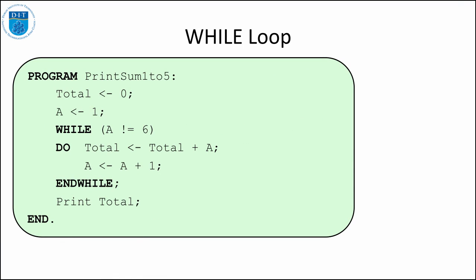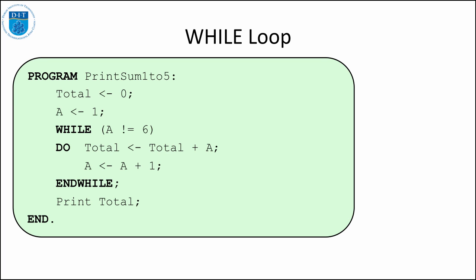We'd have A as before, which gets the value 1, 2, 3, 4, and 5. And we've got another variable called total. Sometimes this variable type is called an accumulator because it accumulates the values as they go up. And the only difference between this and the previous program is instead of saying print A, we say that total gets the value of total plus A.